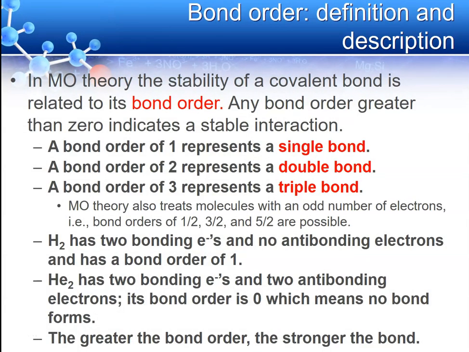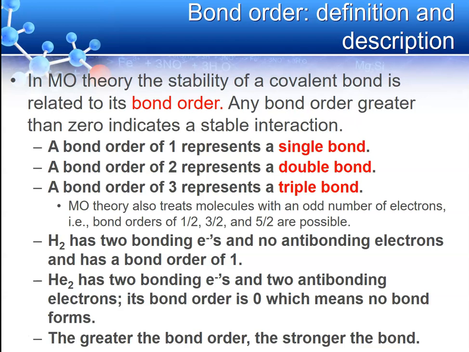So what's this bond order? Okay, so in molecular orbital theory, the stability of a covalent bond is related to its bond order. Any bond order greater than 0 indicates a stable interaction. That's why I was able to say that for He2 plus there was some kind of interaction between them, because the bond order was 1/2. It was greater than 0.